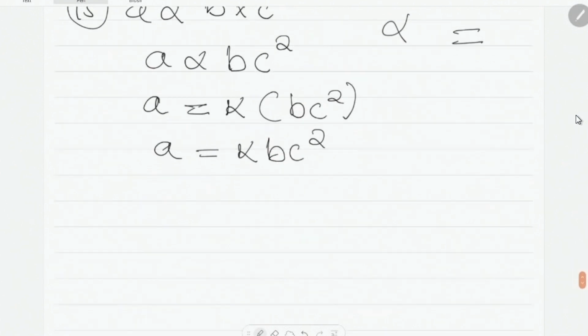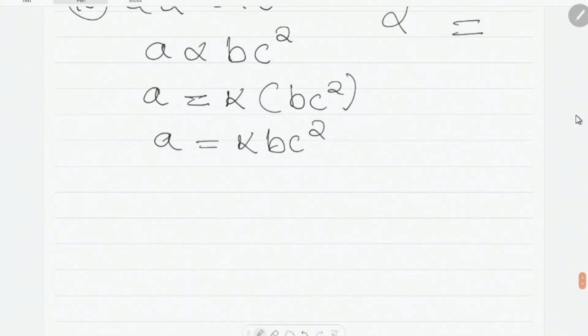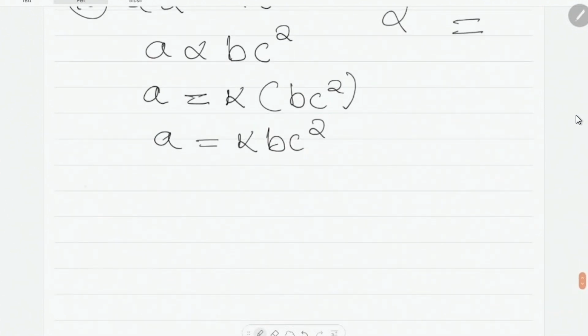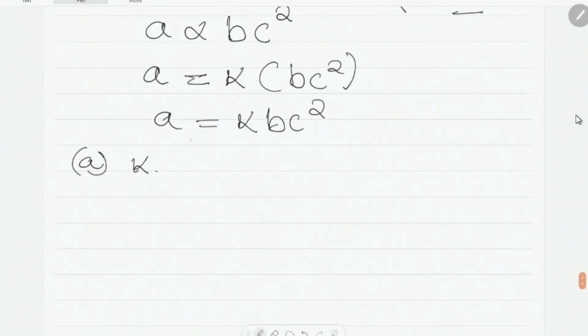So now I'm going to solve the first part of the question, where we are looking for the value of K, which is the constant of proportion. In the question, I've been given that A is equal to 30, and of course B is 2.5, then C is equal to 2.